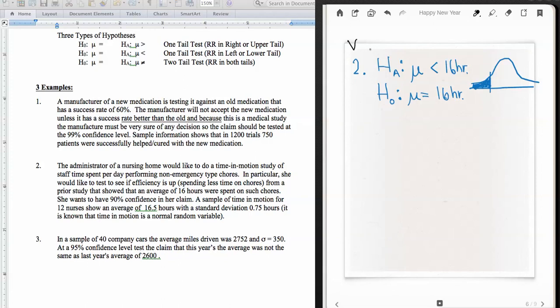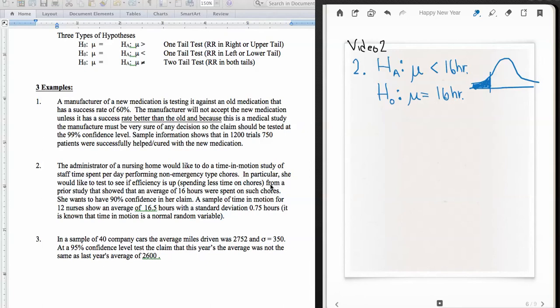This is our second video for the hypothesis testing examples, and this one is going to start out on example number 2. So let's read the example again and remind ourselves what we discovered in the first of the series, the hypothesis testing video. The administrator of a nursing home would like to do a time and motion study of the staff time spent per day performing non-emergency types of chores.